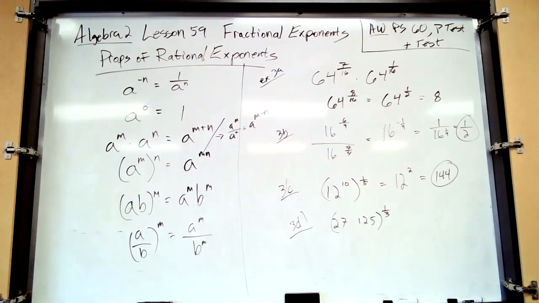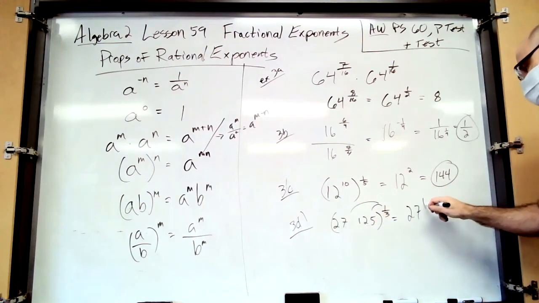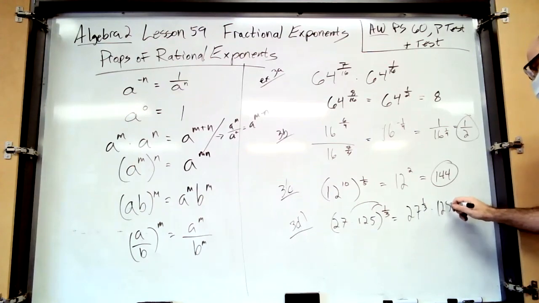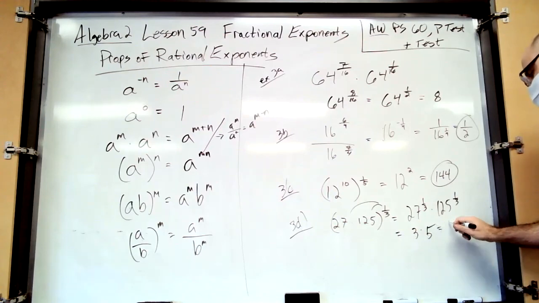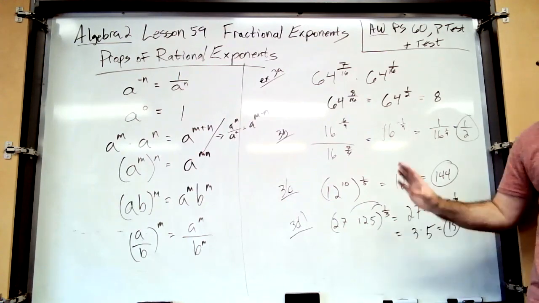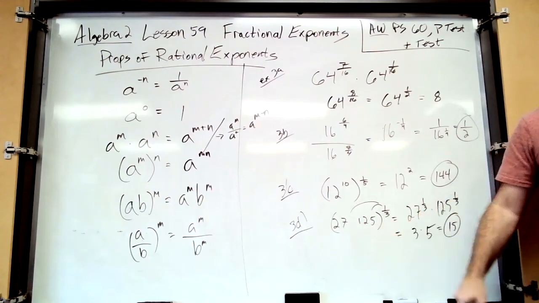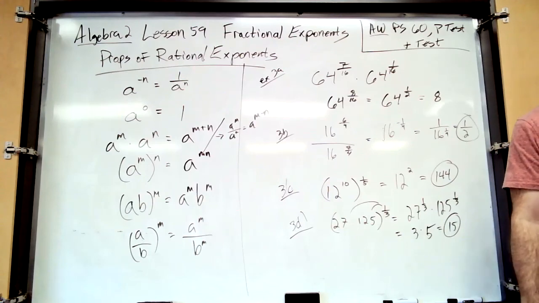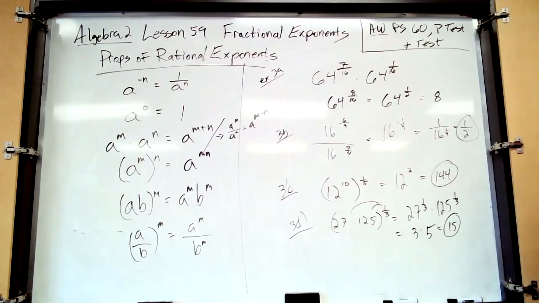But I'm going to distribute this 1/3. This is 27 to the 1/3 times 125 to the 1/3, which is 3 times 5, which is 15. Okay, that's nice. That worked out. That was a nice little shortcut. If I wasn't teaching this lesson, I'd probably just multiply all of that and then take the cube root like a moron. But I'm not a moron because I'd still get it right. I'm just making more work for myself.